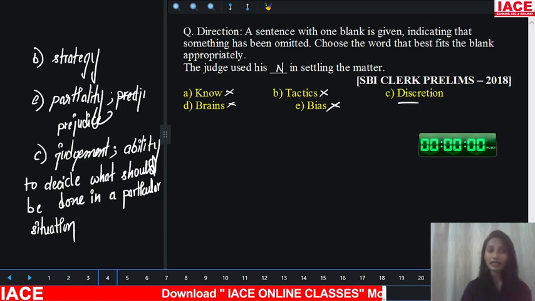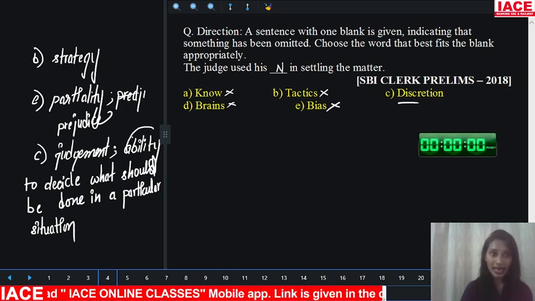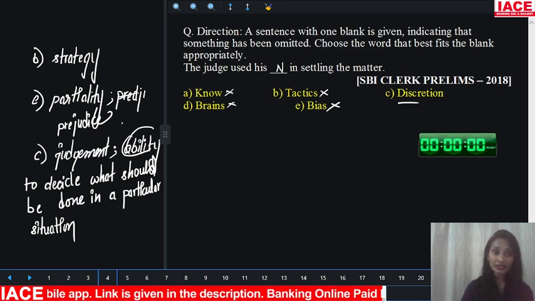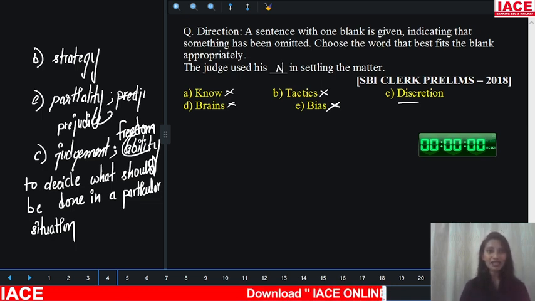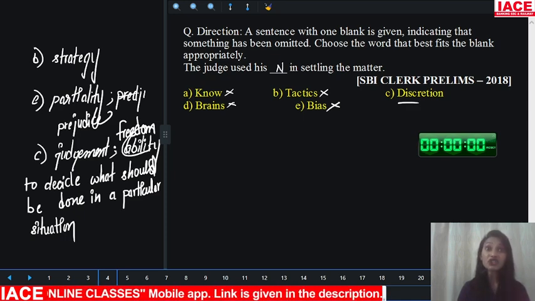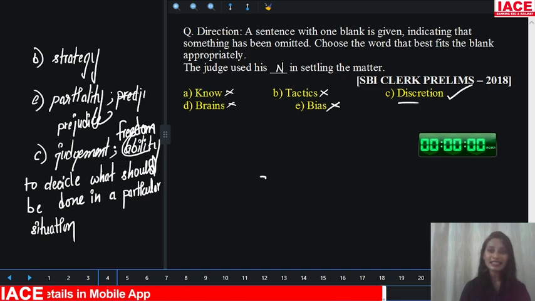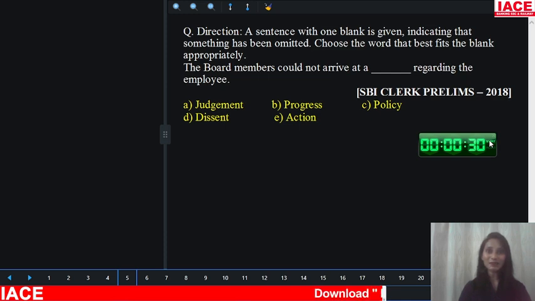Or instead of ability, I will say it as judge, right? So he has the freedom. Freedom to decide what should be done in a particular situation. That is called discretion, or simply you can say judgment. So what the judge uses is his judgment, not his tactics, schemes, bias, partiality. No. So the answer should be option C, discretion. Now let's see the next one. Well, here is the next question. Your time starts now.